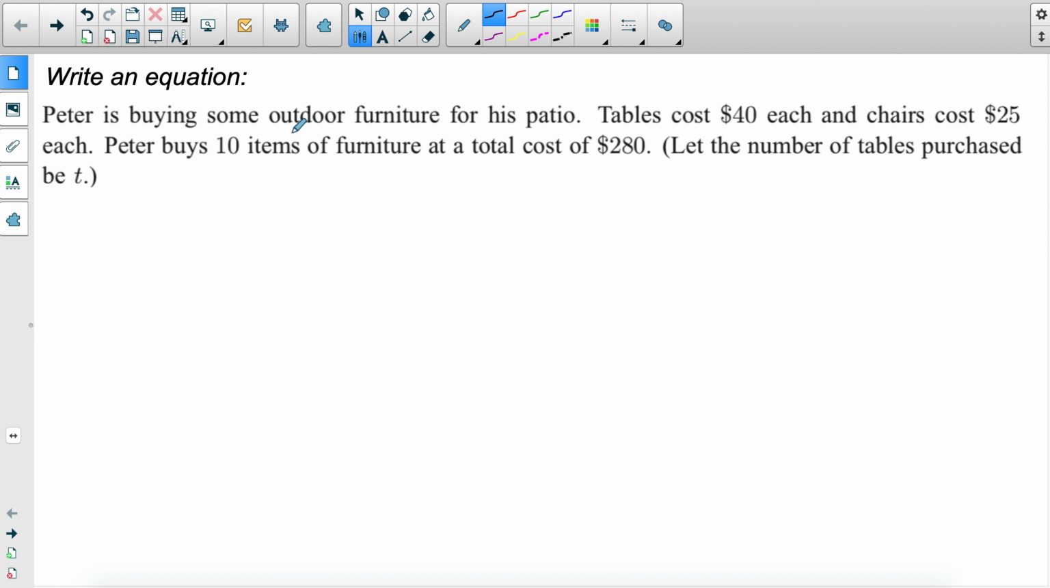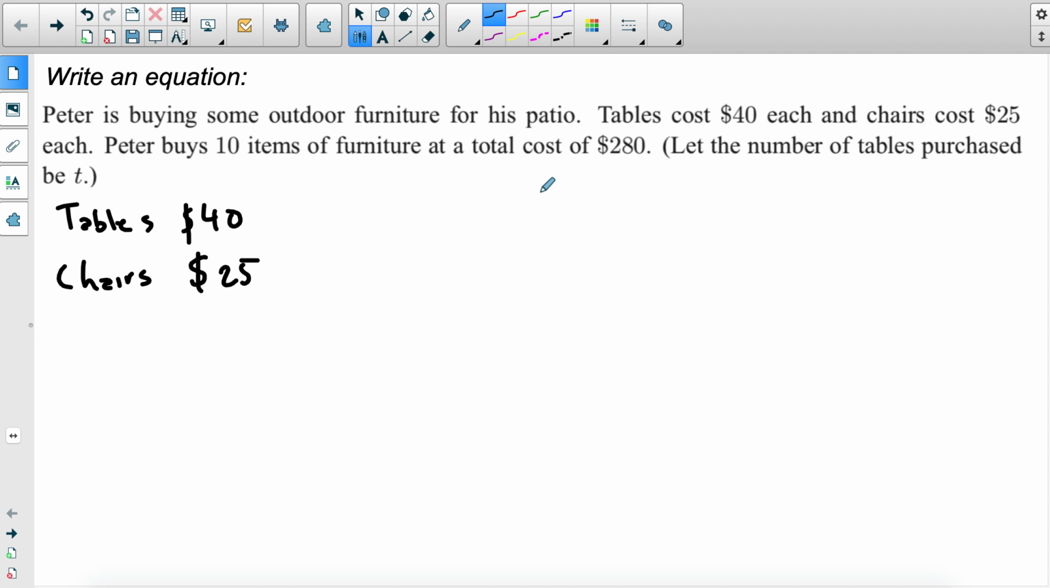So Peter's buying some outdoor furniture for his patio. Tables cost £40 each and chairs cost £25 each. Dollars. You need to start organizing your information down because it's going to help you later on. So we have tables are $40 and chairs are $25.